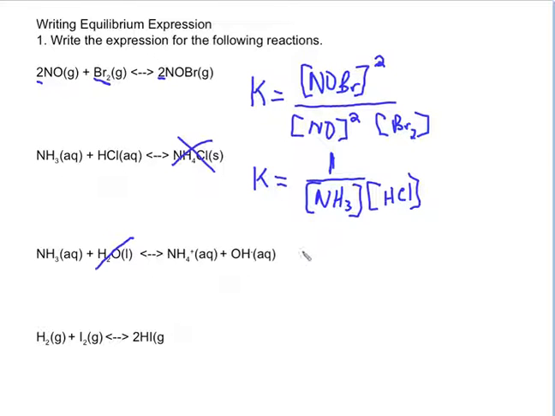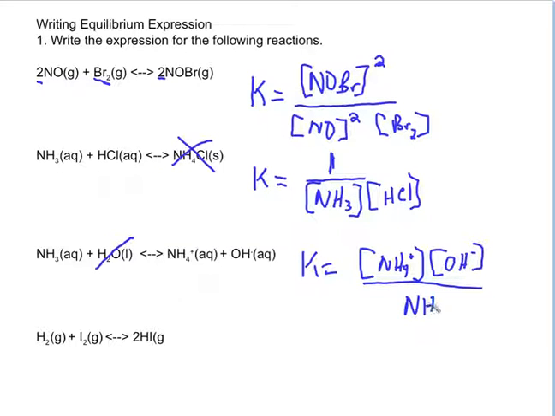So what we have is K, and then what we're going to do is take the products, so we got NH4, the ammonium ion, and that's to the first power because there's a 1 in front of there, times hydroxide ion, that's also to the first power, divided by ammonia, also to the first power.